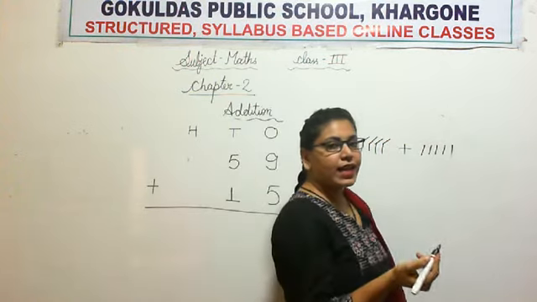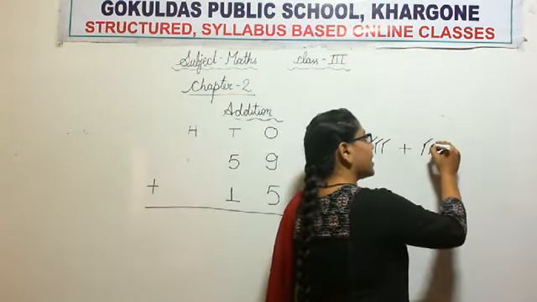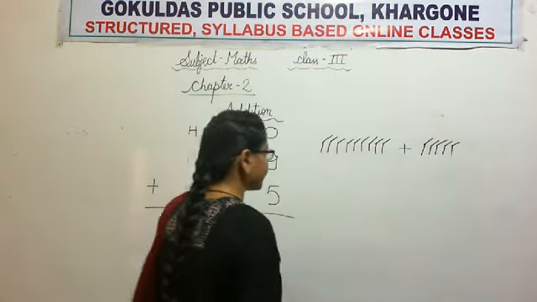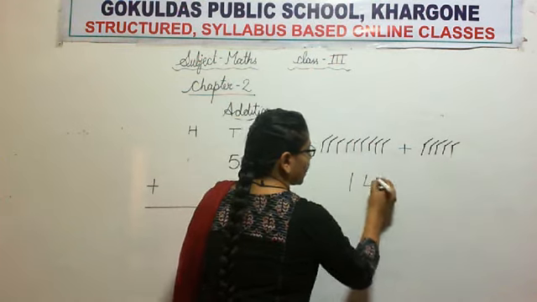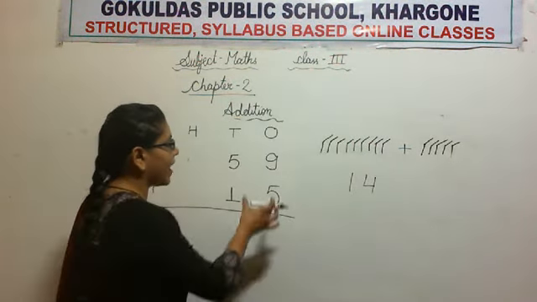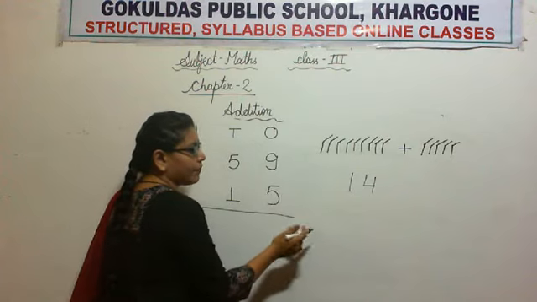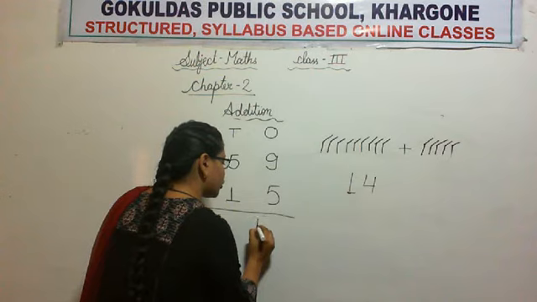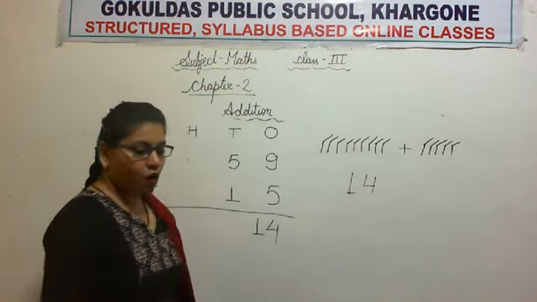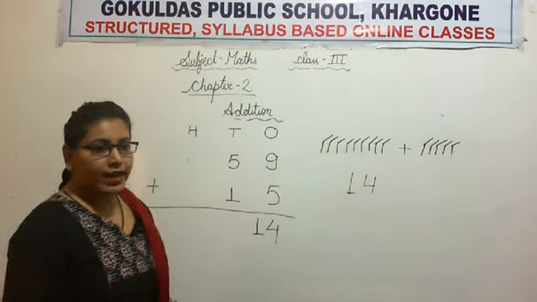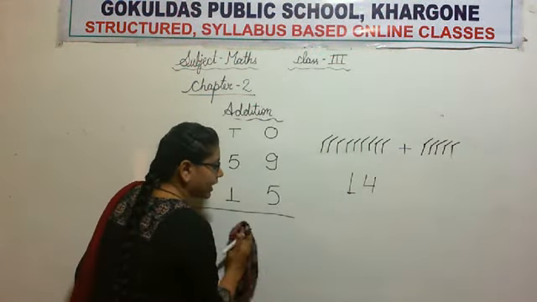What comes after 9? Very good. 10, 11, 12, 13 and 14. The answer we got is 14. But what are we writing? We are writing one digit only, but we got a 2-digit answer. So should I write it like this? No, this will be wrong because we write one digit below every place.